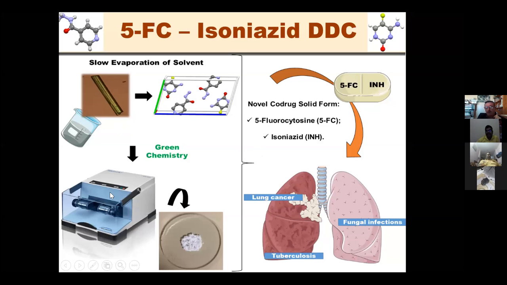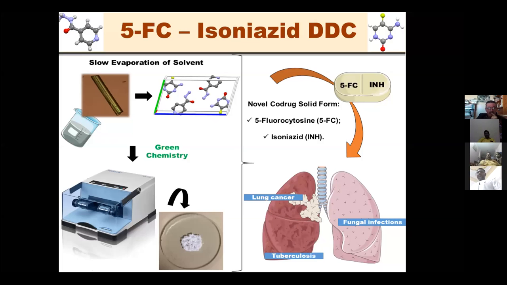This mechanochemistry way of synthesis is very important for the industry, since it's easier to scale up, since you use a small amount of solvent. This is what is called green chemistry, and it's very attractive for the pharmaceutical industry today.